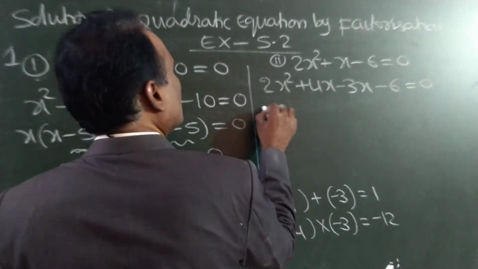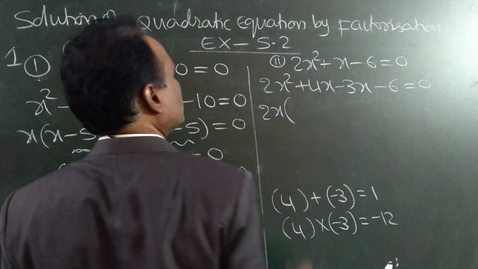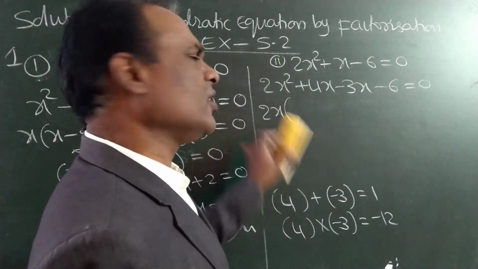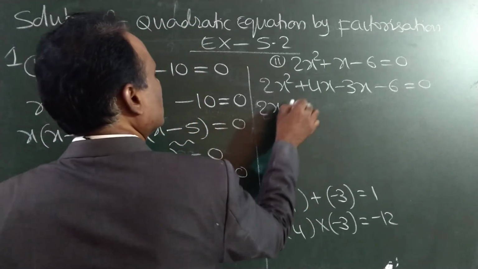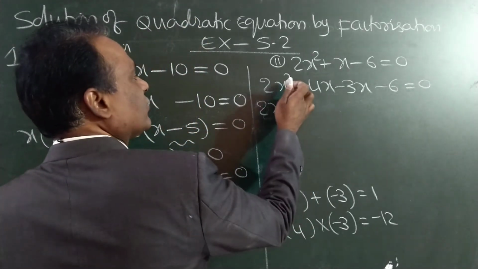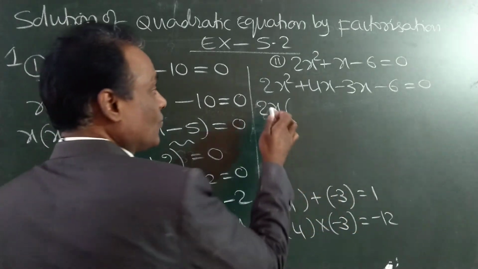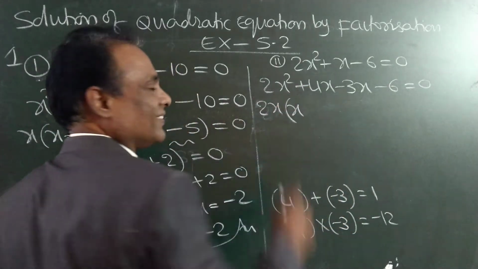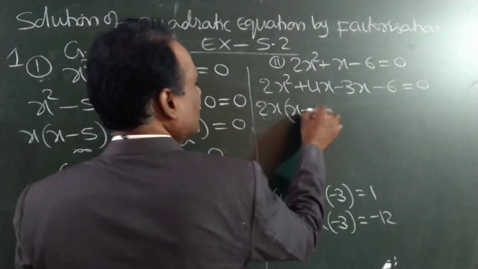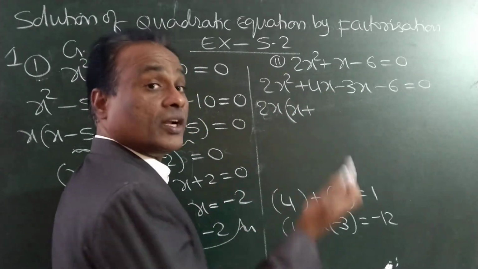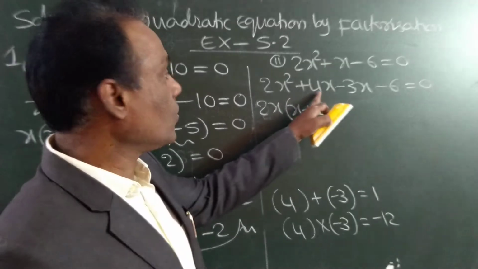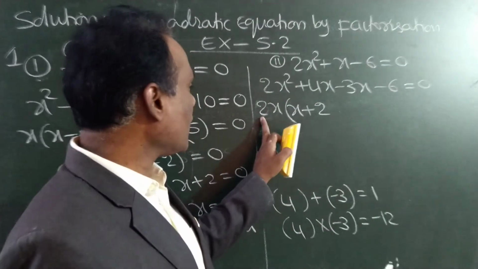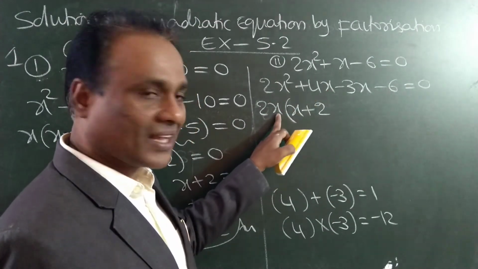First, take 2x common. Whatever maximum we can take common, we should take. 2 is common, x square means x into x, 1x common, another x remains. Plus 4 is 2 into 2, 2 common means another 2 remains. X is already taken common.